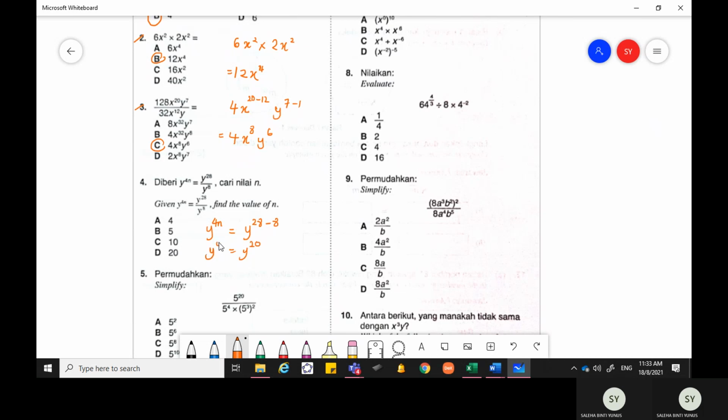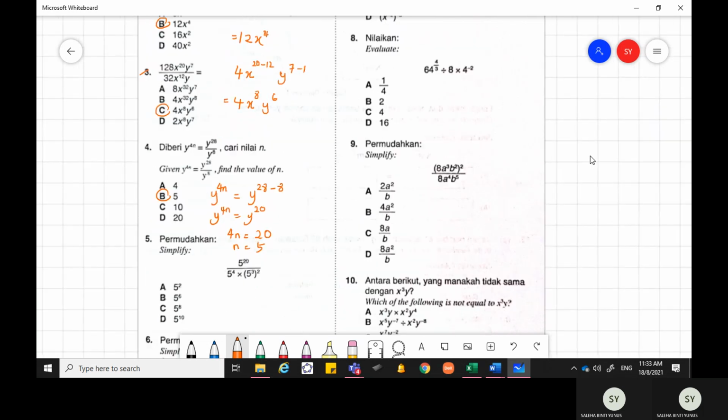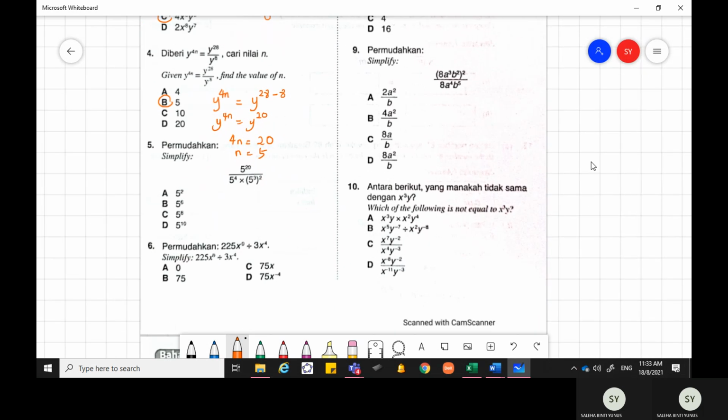So now, sebelah kiri dan kanan base ada seketul je y. Jadi bila ada seketul, apa yang kita boleh buat? Just compare the indices. Okay, so just compare the index for 4n equals to 20. So your n equals to 5. So the answer is B. Okay, next question number 5.